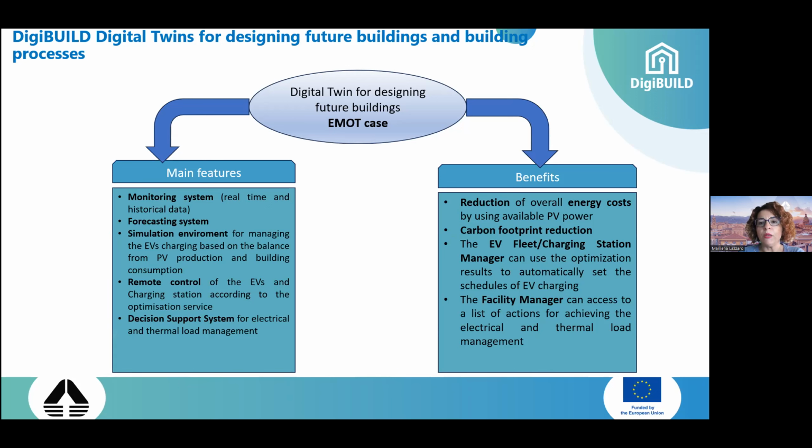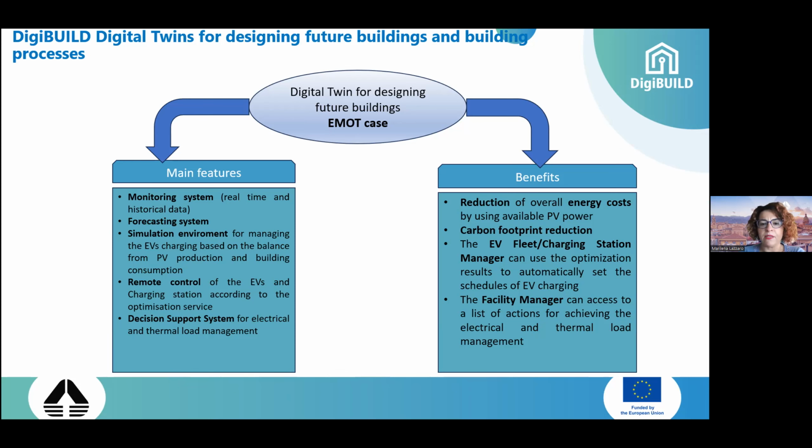In this case, we will be able to reach a level of maturity of 4 because through the digital twin, the end user will be able also to control remotely the EV charging station according to the suggestions provided by the optimization services integrated in the digital twin. The digital twin also works as a decision support system for electrical and thermal load management.